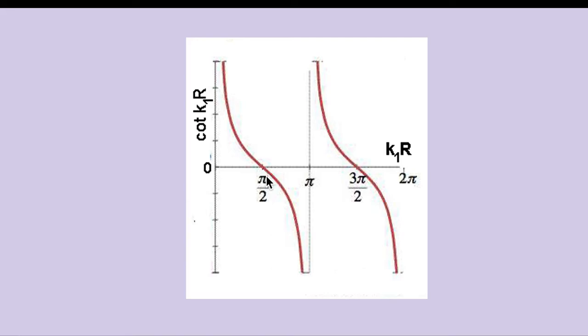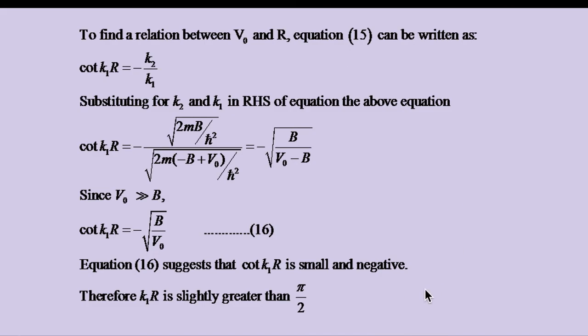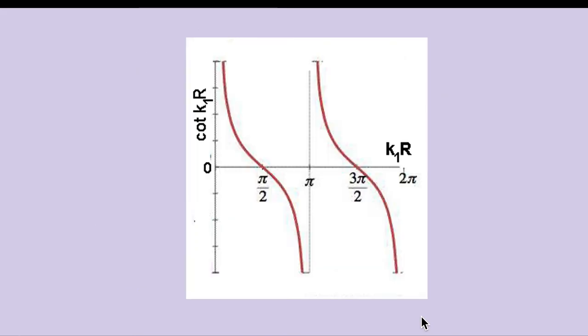And the second thing is that it is small and negative. Its magnitude is very small and it is negative. So when it is less than pi by 2, it is a positive value. When it is greater than pi by 2, it is a negative value. So you can say that K1R is slightly greater than pi by 2. Or this is also true, K1R is slightly greater than 3 pi by 2. And that we have mentioned here. Therefore, K1R is slightly greater than pi by 2.